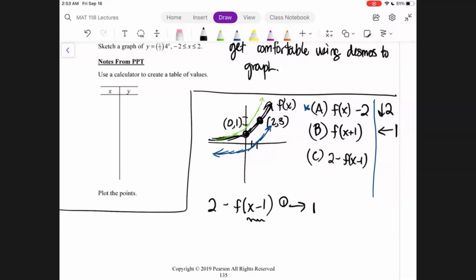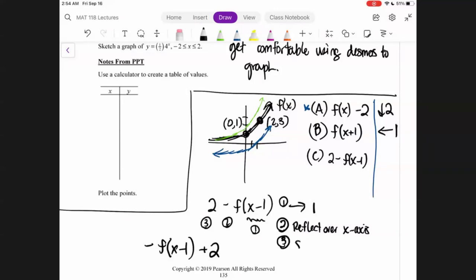That's the first thing that will happen. And then we have this minus, and then we have this 2 in front. So one way to think about this, since it's written kind of weird, you can rewrite this like that. So that minus in front looks more like a reflection. So you're going to reflect over the x-axis. And then the third part is you're going to shift up 2.